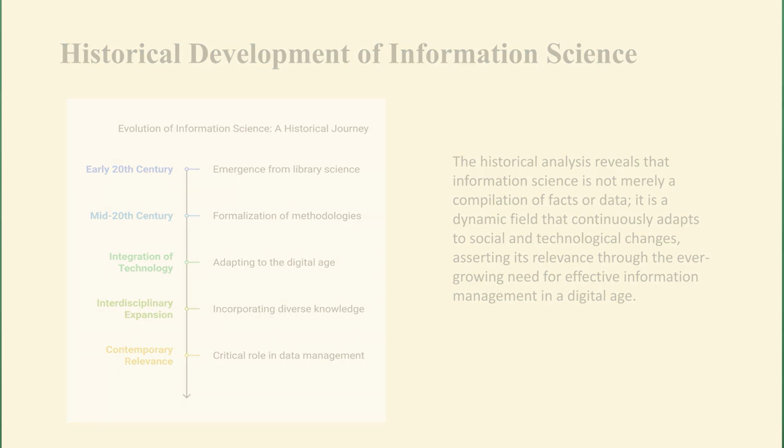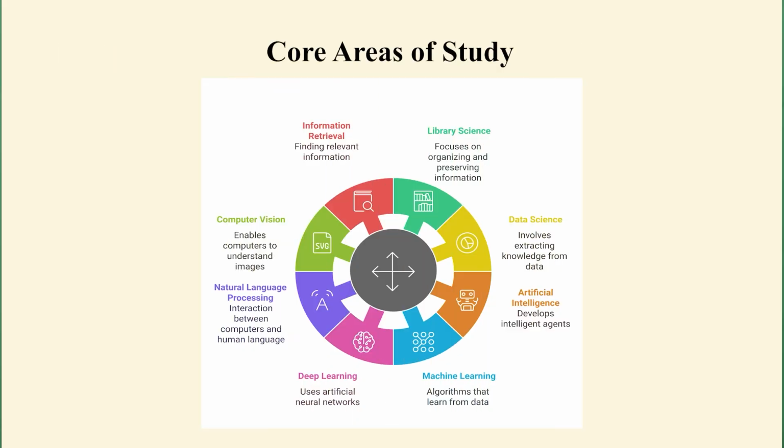Now we can see the core areas of study in information science. So a comprehensive understanding of information science encompasses several core areas of study, all of which contribute to the effective management, dissemination, and application of information.